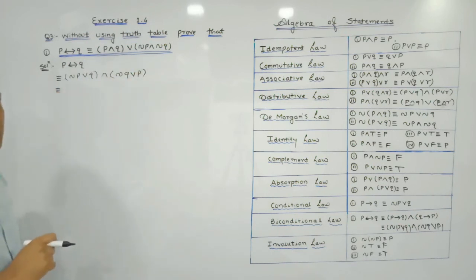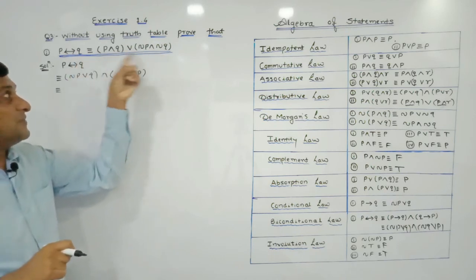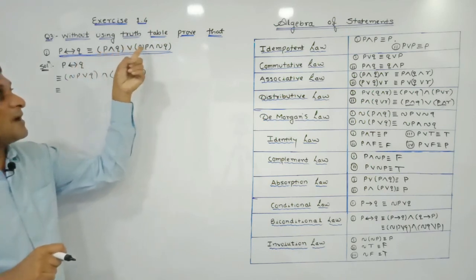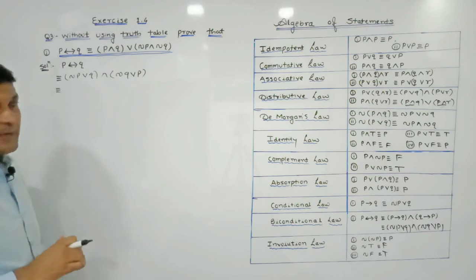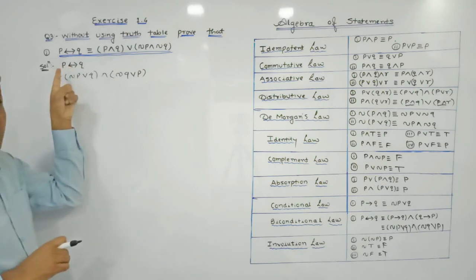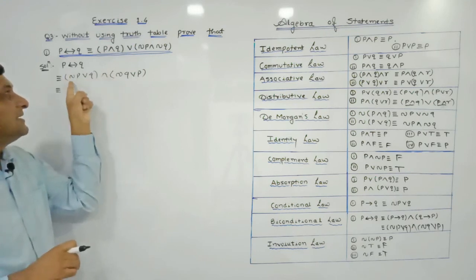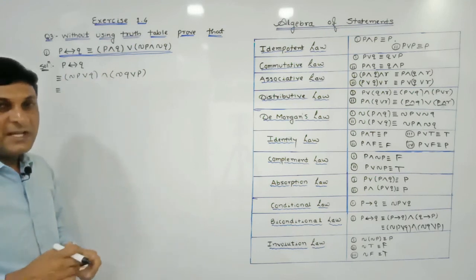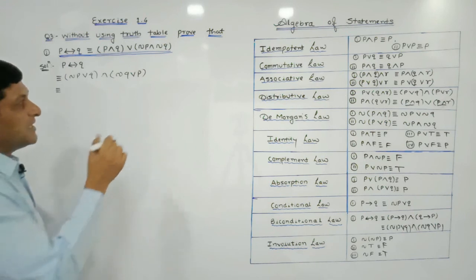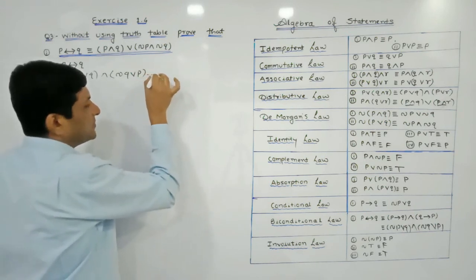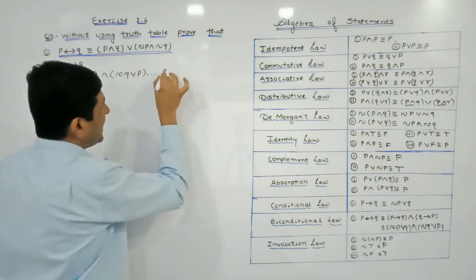Now if you observe this statement very carefully, here also and, or, and negation appear. So we have already converted the double implication into and, or, negations of P and Q. Now we just have to simplify it. But here give the reason, which law we have applied. Here we have applied the biconditional law.